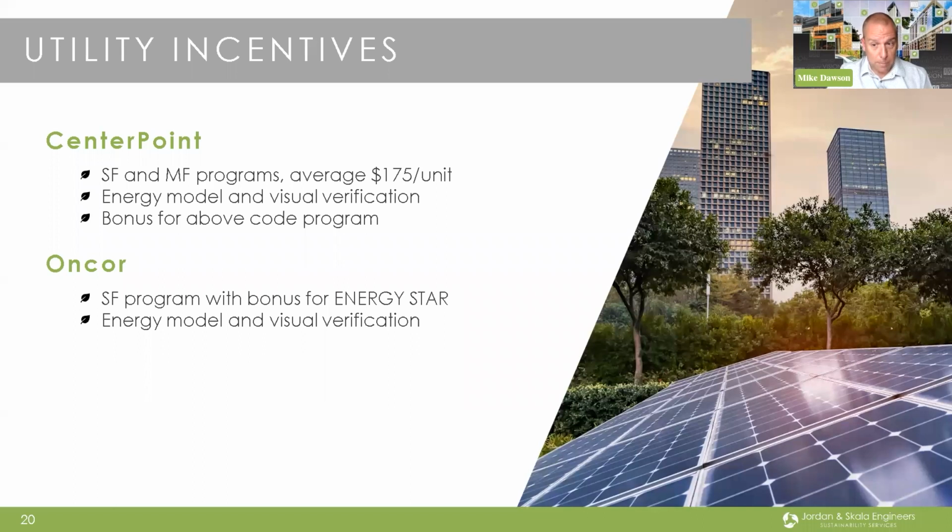And 2 common examples that we come across are CenterPoint, that's available in the Houston area. They have both single family and multifamily programs. They provide an average incentive of $175 a unit, and they require an energy model and visual verification and provide a bonus for above code programs. Encore, they offer a single family program in areas that they service in Texas. They require both an energy model and visual verification with bonuses for Energy Star certification. And it's another great opportunity. We're always happy to assist in finding potential local utility incentives for you. So please do reach out to us as you're planning your projects.